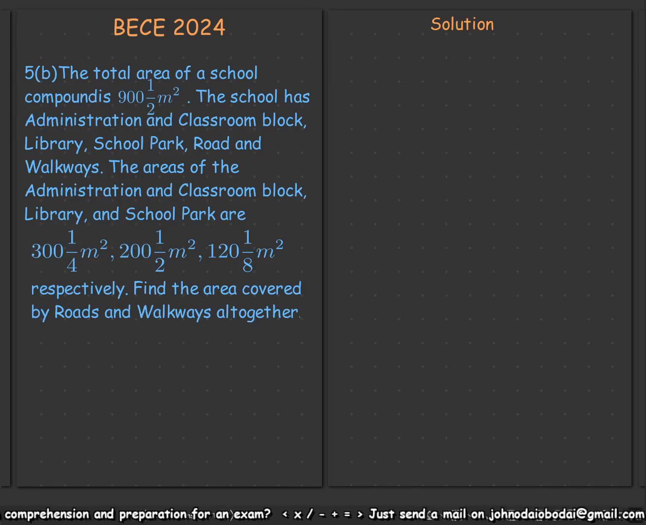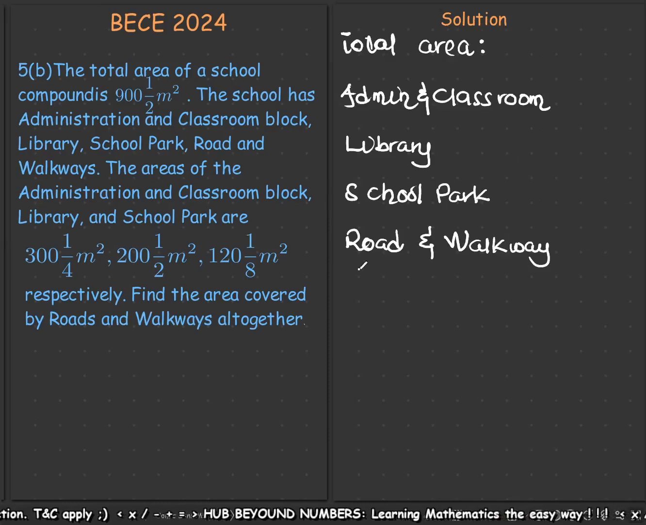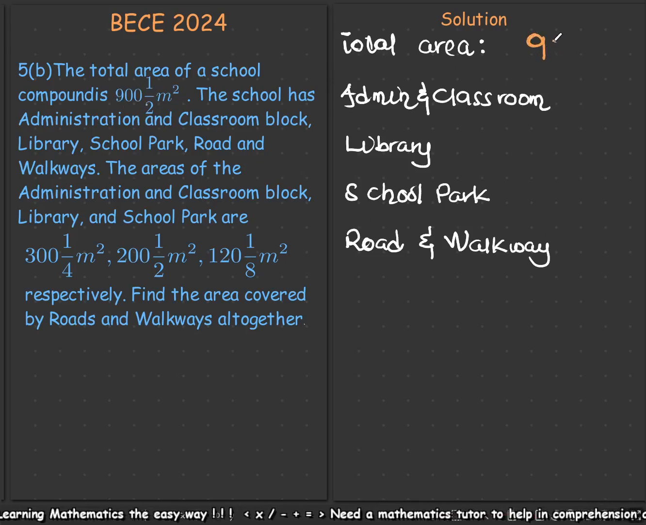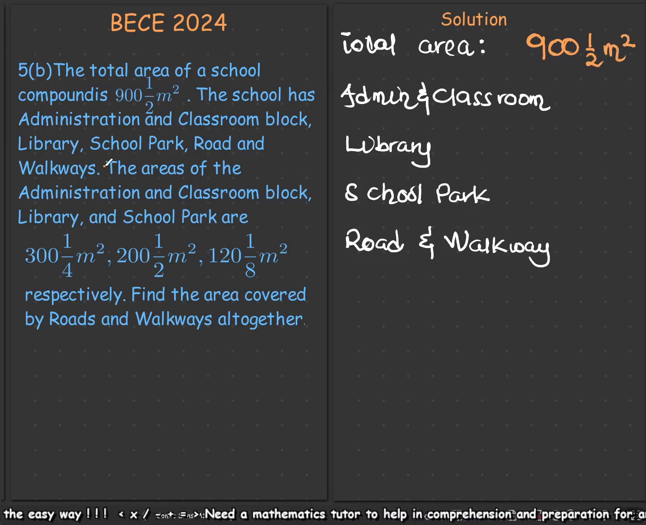How do you approach this question? Now, before we do that, let's try our best to write out our parameters. So first of all, let me write what we need over here. Looking at what I've written, we need a total area. If you go to the school, the whole land is 900 and a half meters squared.